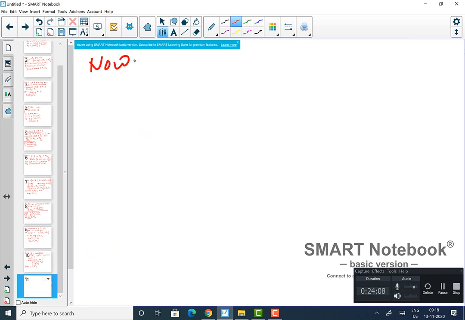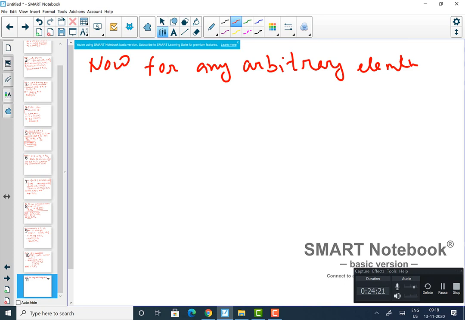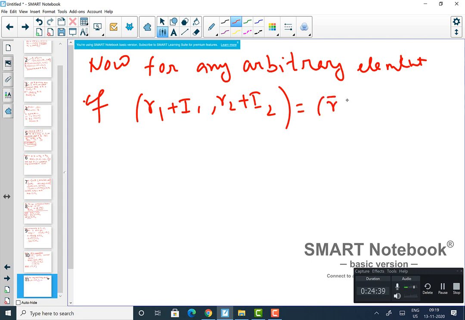Now for any arbitrary element of, say, this direct product, you choose, say, R1 plus, or maybe like let me write down, okay, whatever, it doesn't matter, okay? Now you see that, so this is actually r1 bar and r2 bar, right? So now (r1, r2) bar, what you can write down, you have a very nice way, right?